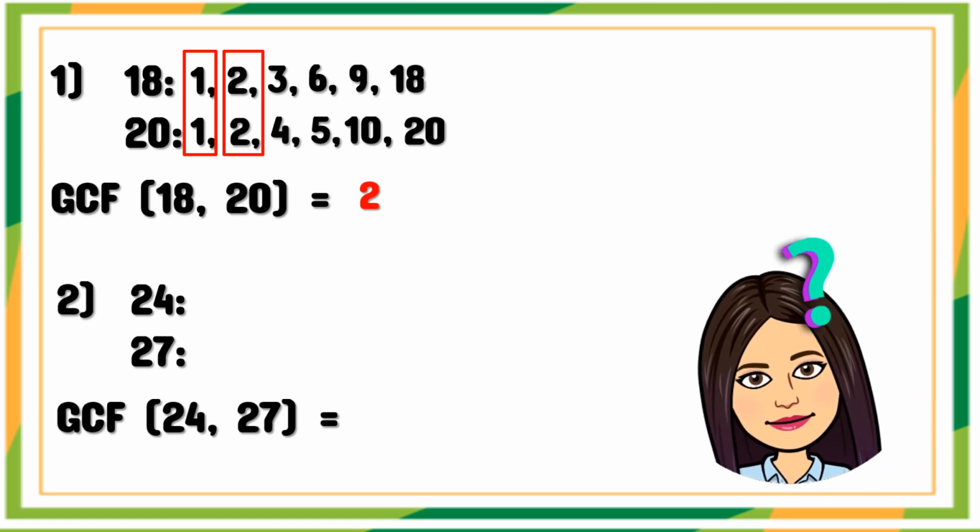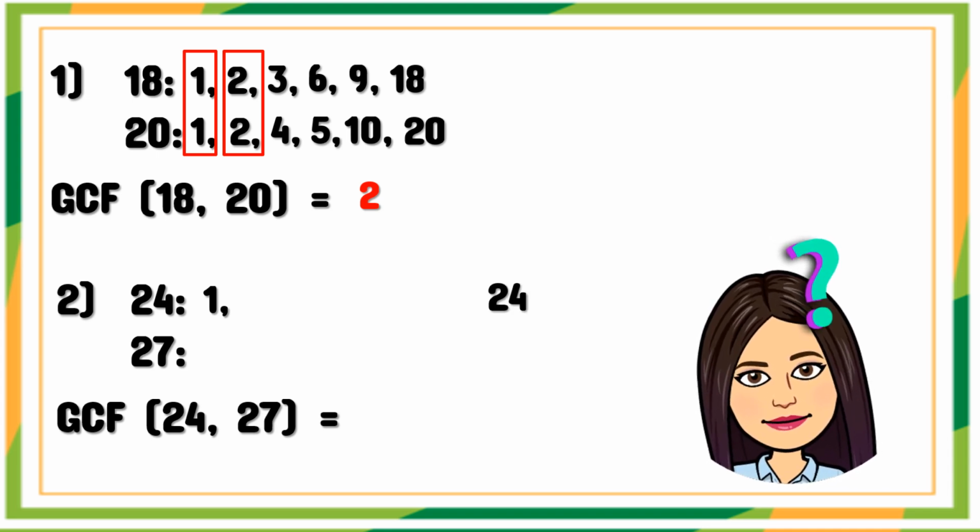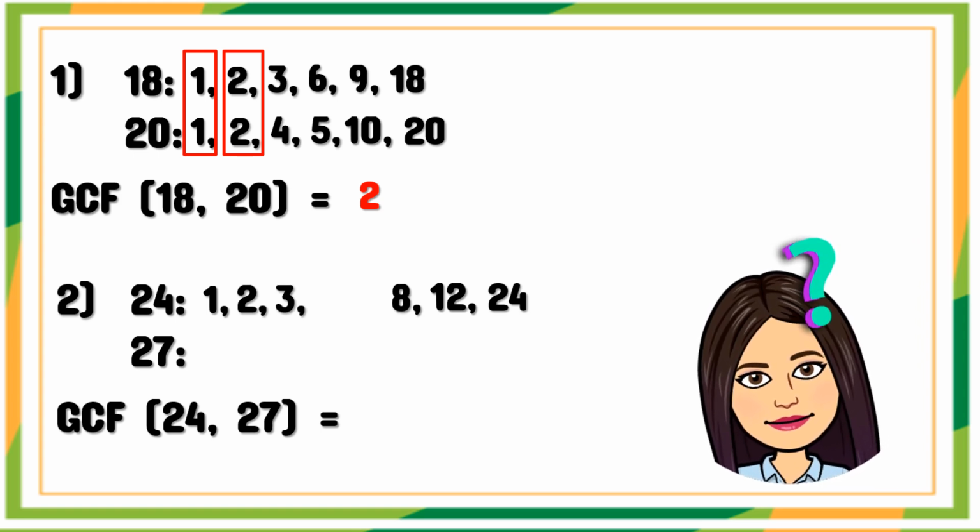And these are the factors of 24. 1 and 24, or 1 times 24. 2 and 12, or 2 times 12. 3 and 8, or 3 times 8. 4 and 6, or 4 times 6.